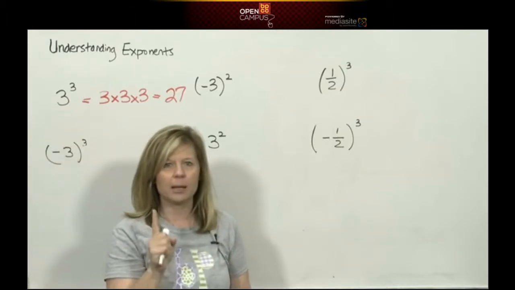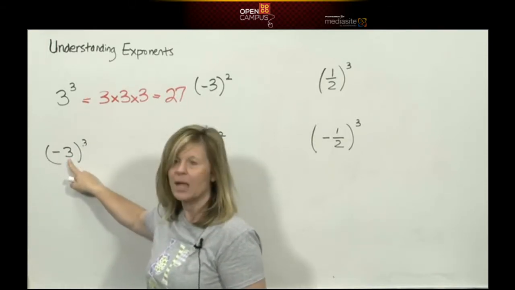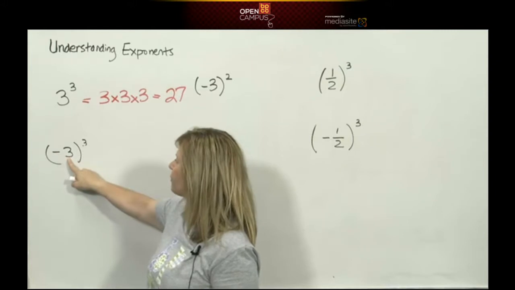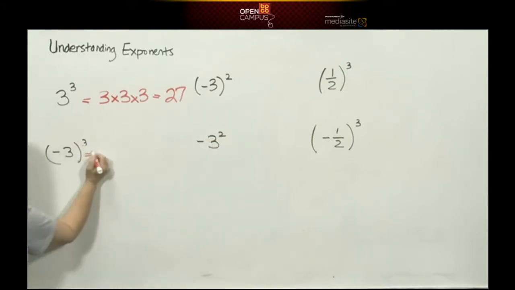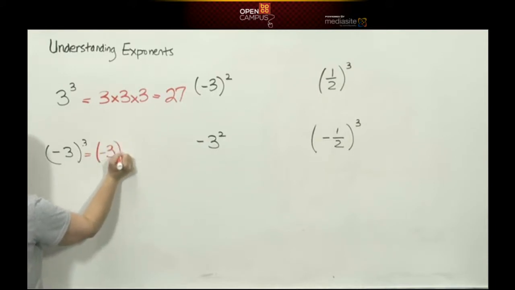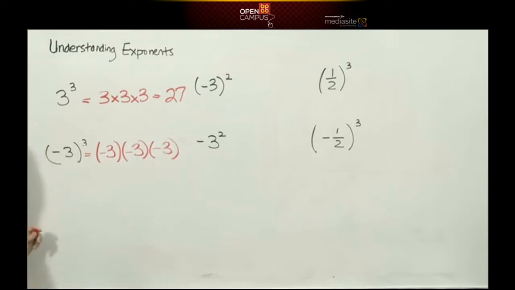If I write this expression, negative 3 cubed, you see the parentheses? Parentheses are extremely important. This tells me my base is negative 3. And I want to take my base negative 3 and multiply it 3 times. So I would rewrite this as negative 3 times negative 3 times negative 3. Make sense? And then I do it.